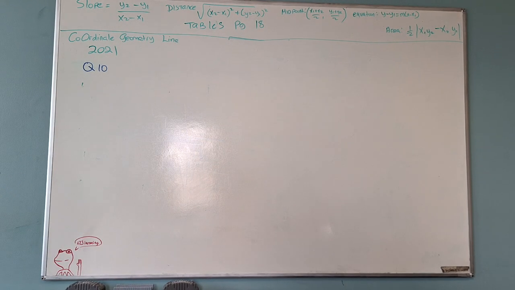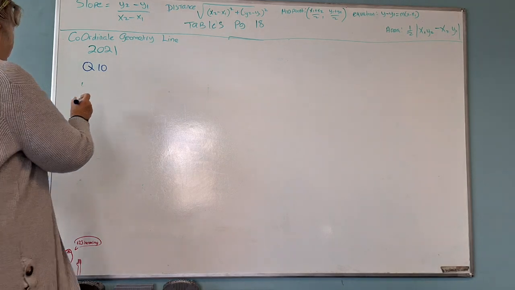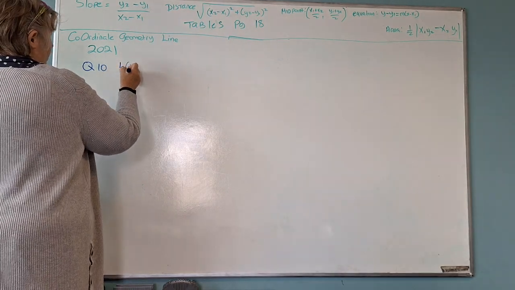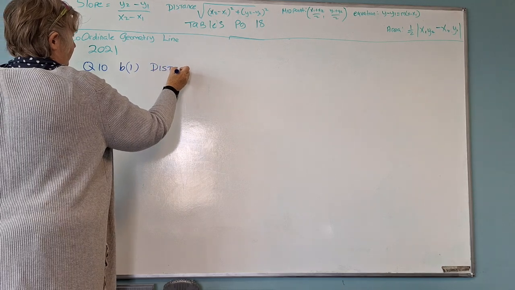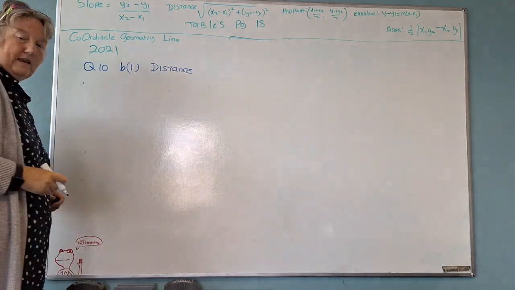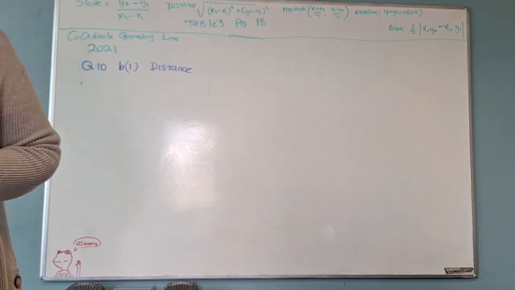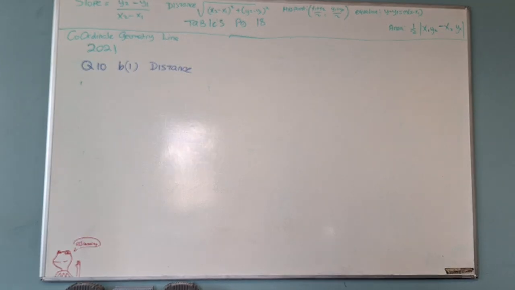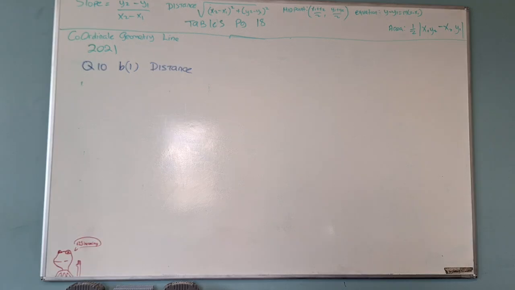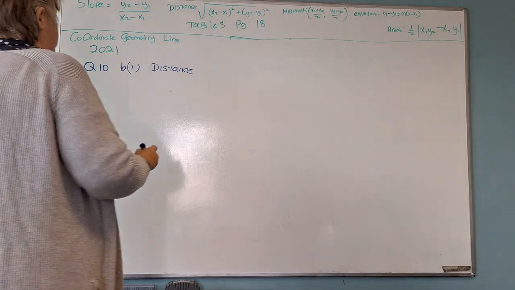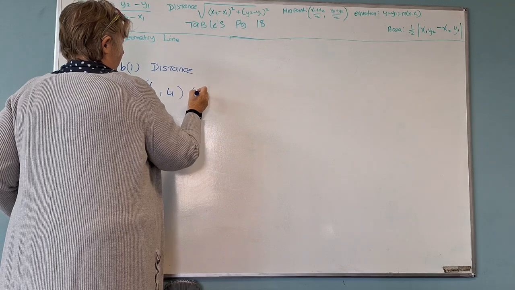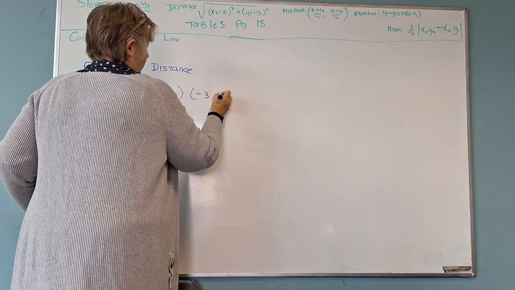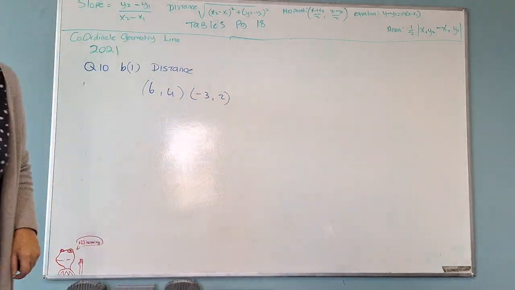So the next bit we're going to do is question 10b, part 1. And this involves getting distance. Now, the 2 points we have to get our distance from are B, 6, 4, to C, minus 3, 2. So 6, 4 to minus 3, 2. I think that's correct.